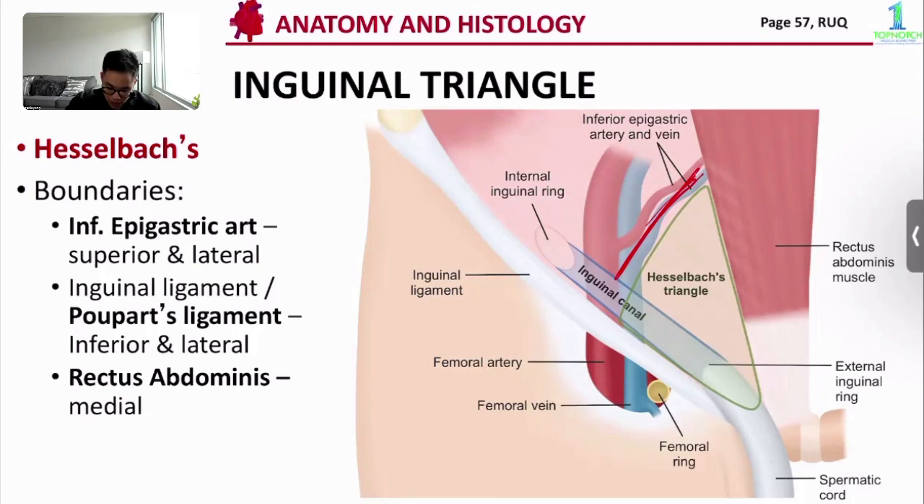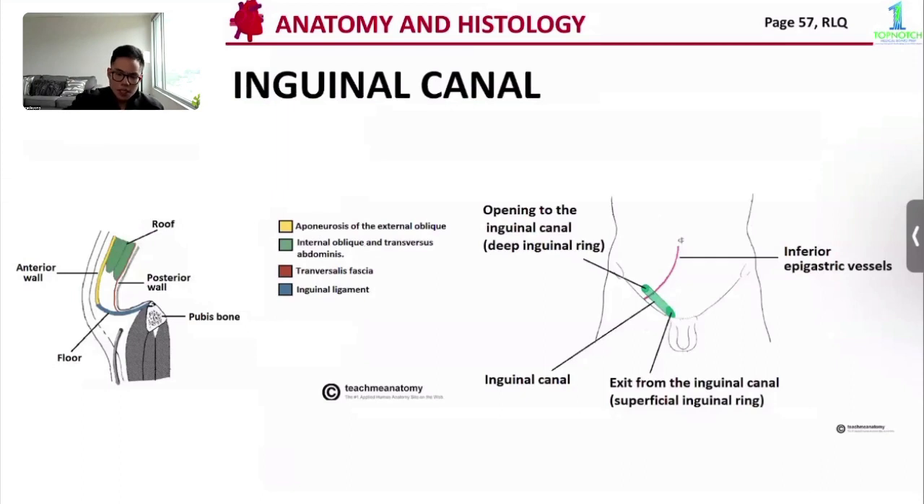The inguinal ligament or Poupart's ligament, which is in the inferior portion of your inguinal canal, is the inferior and lateral portion, whereas the rectus abdominis muscle is the one that's medial. It's actually the lateral border of the rectus abdominis muscle that forms the medial border of the Hesselbach triangle. Now, why are we talking about this? It's because your inguinal canal is an important site for herniation.